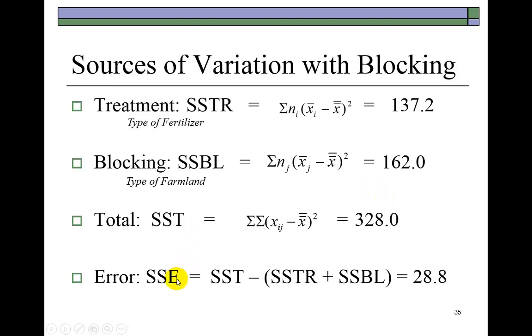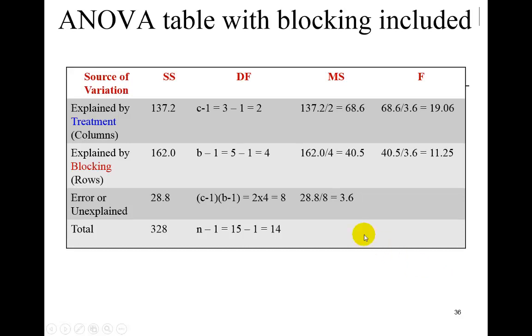Sum of squares error is better calculated by simply taking the sum of squares total, in this example 328, and then subtracting the sum of squares treatment and sum of squares blocking to get 28.8. And with all of those, you summarize in this ANOVA table for treatment and for blocking.